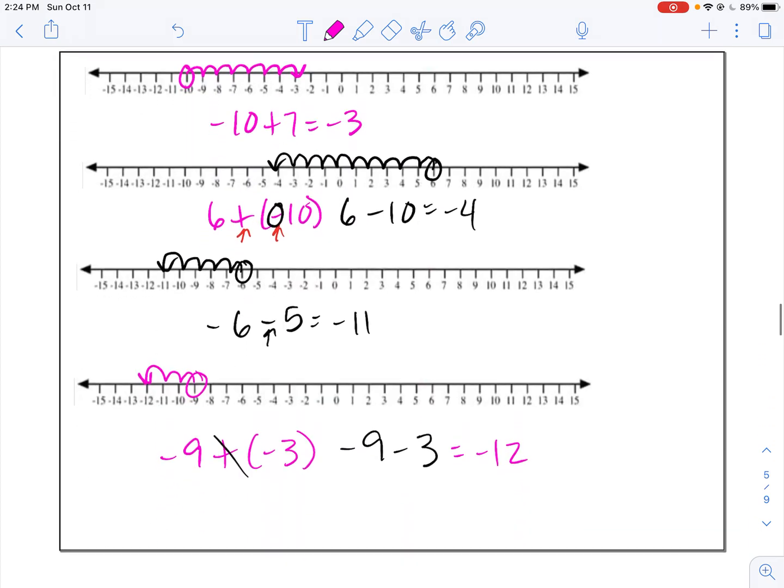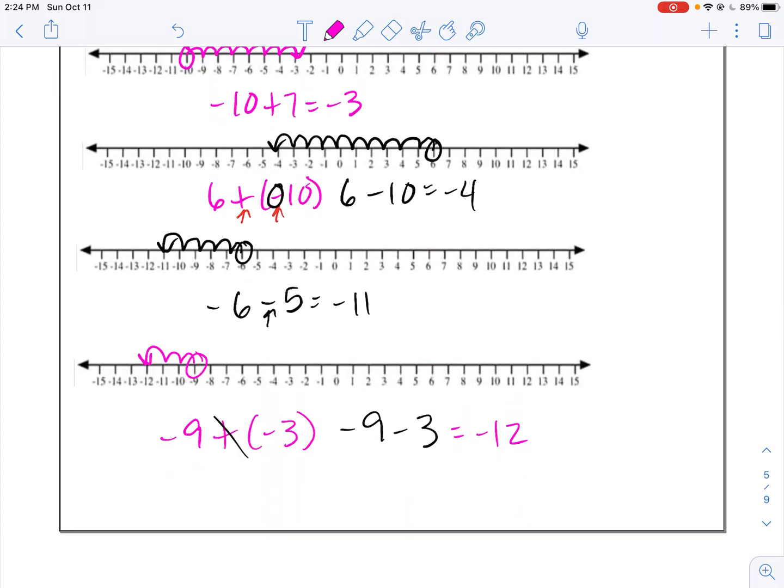What I kind of hope you're starting to see is really, what's the difference between 10 and 7? Isn't it 3? And 3 is negative because this 10 has a larger absolute value than the 7. And so my answer has to be a negative because I'm starting with a larger negative number. So if you look here at this other one, what's the difference between 6 and 10? Well, it's 4. But again, 10 has the larger absolute value and it's negative. So my answer is going to be negative.